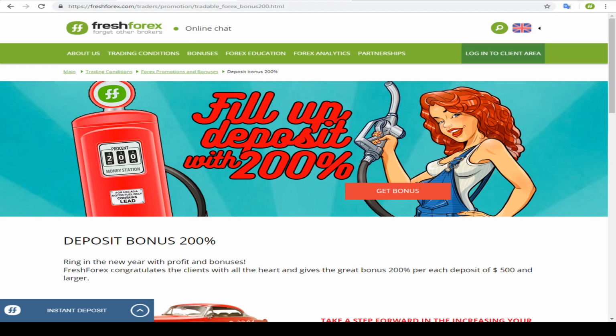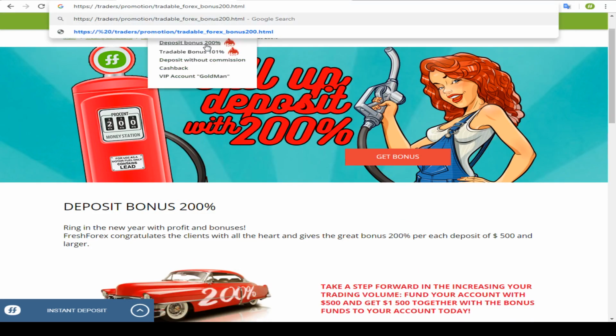You should be on the main site now, and then just go to freshforex.com, then Bonus, and there's the first option, Deposit 200. You click the first one, and then ensure you read all the terms and conditions. Read everything written here.